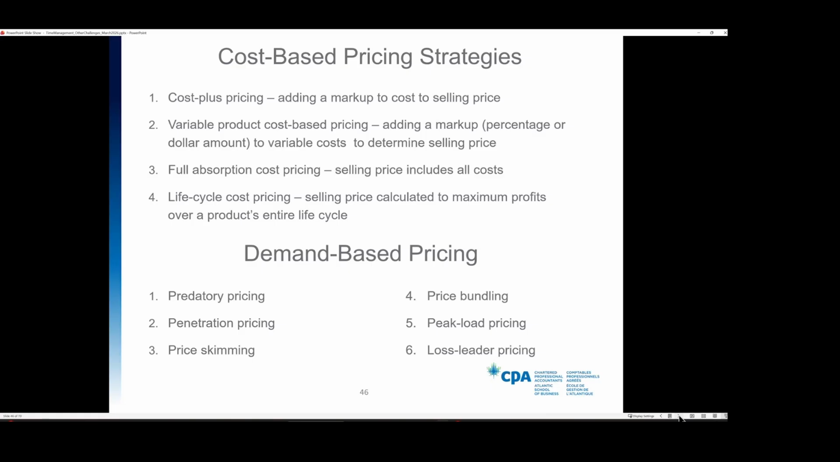It's important for you to be able to talk about the different demand pricing strategies. Know what they are. What are the advantages? When would they be applicable? Because you could be asked to provide a recommendation.